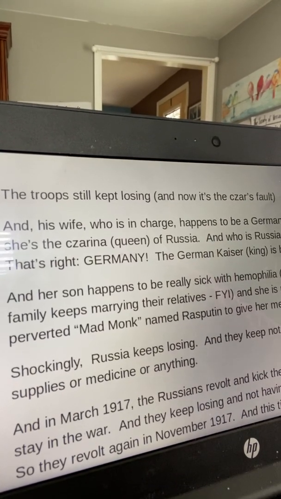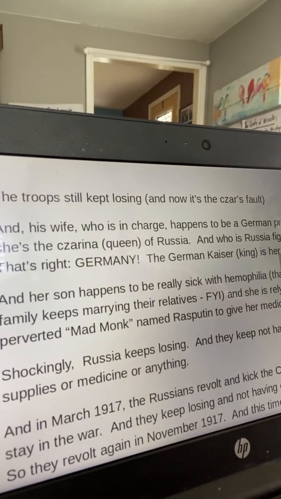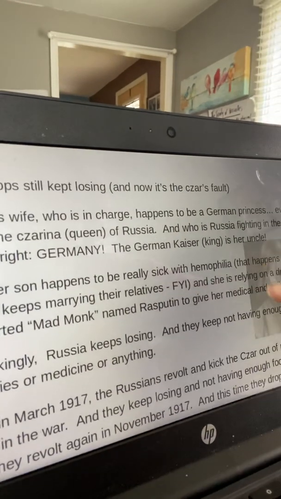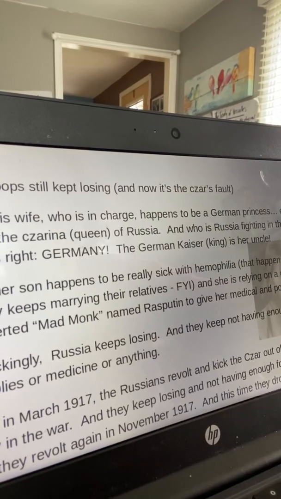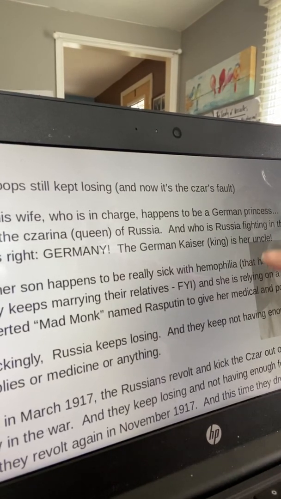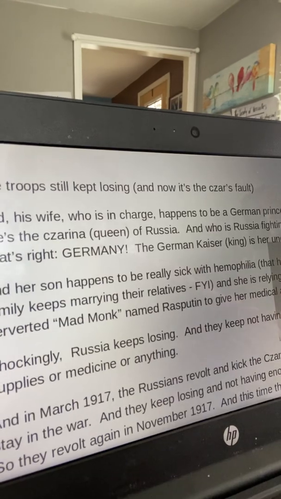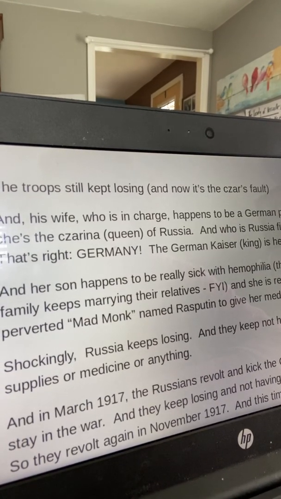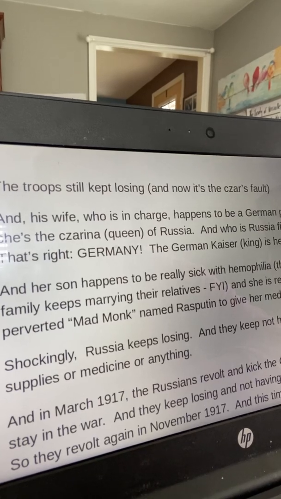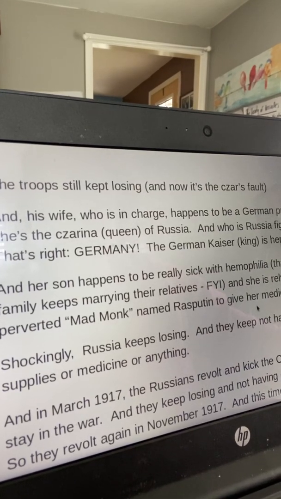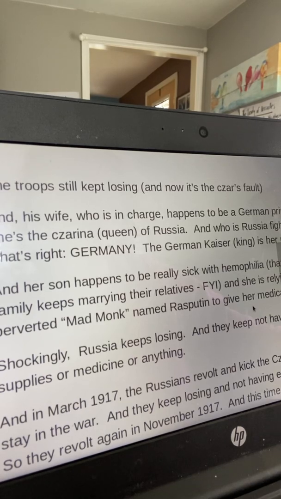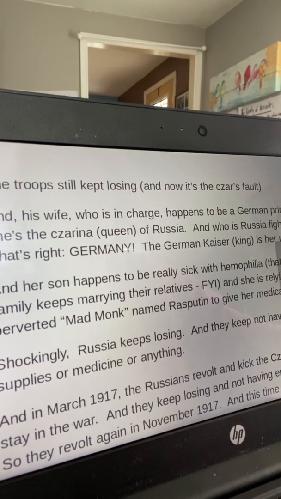She found this guy over here, we're going to talk more about him. He's called the Mad Monk, Rasputin. If you have Just Dance 2, or Just Dance, I forget what year it is, anyway, Rasputin is a little dance thing on there. That's who it's about. She relies on him for advice on how to keep her son alive. And he is a dirty, gross, alcoholic, drug-using, womanizing weirdo.